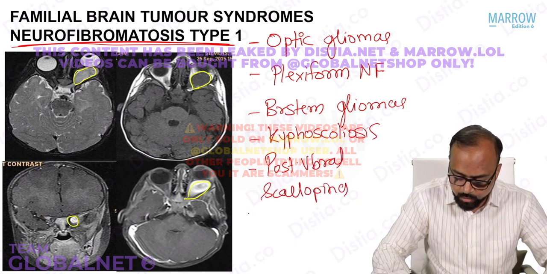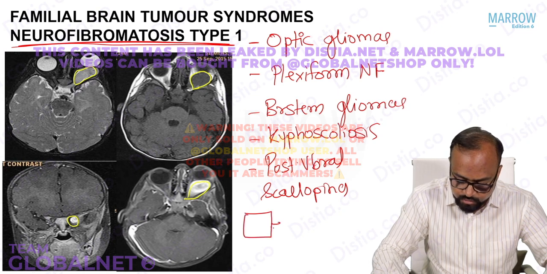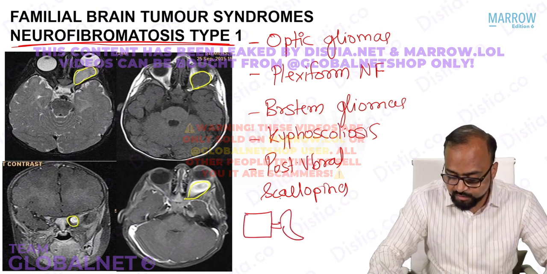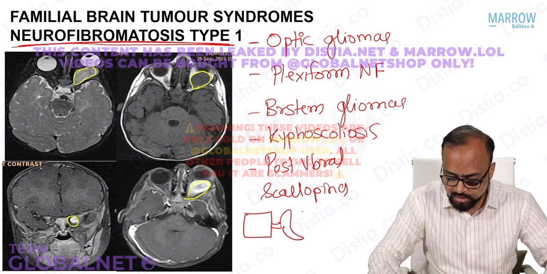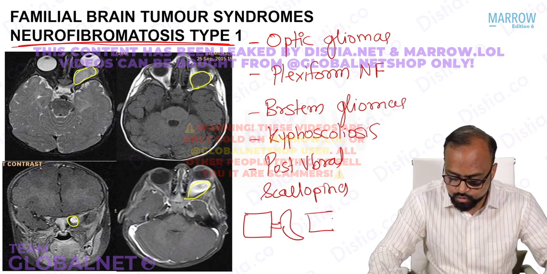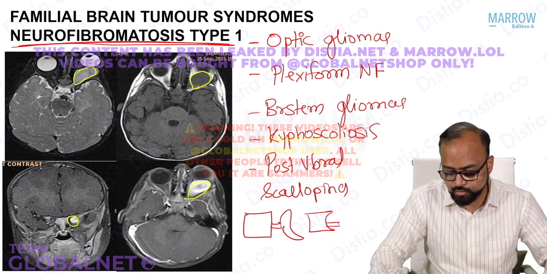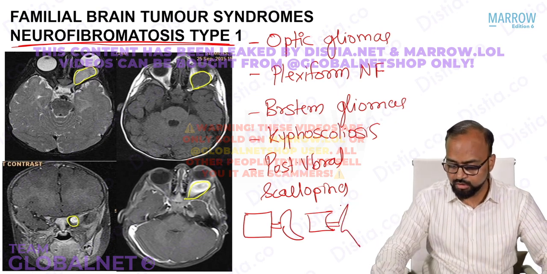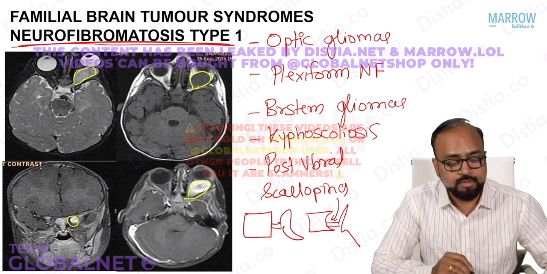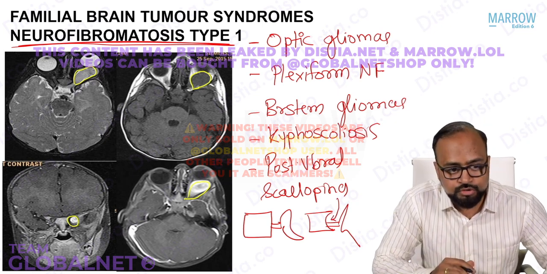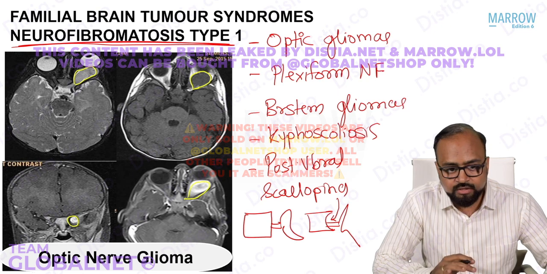Means you look at a vertebral body from the sides, it should appear like this. This is how the posterior elements are. But if you see a vertebra in neurofibromatosis, then it has an appearance in which the posterior vertebral body appears scalloped like this, right? From posteriorly, this is how the posterior elements will be. So this is what is called the posterior vertebral scalloping along with kyphoscoliosis. So this is the optic nerve glioma that we have seen.